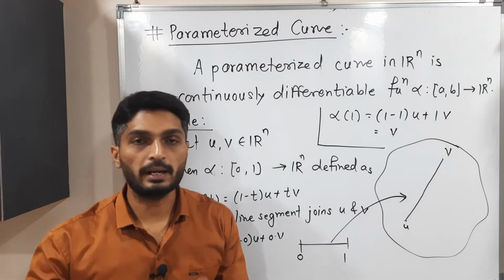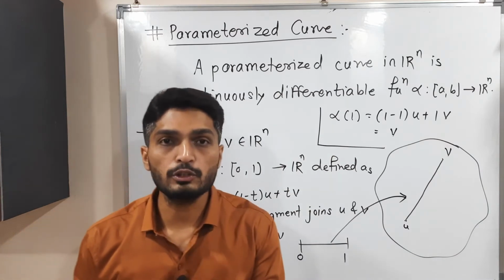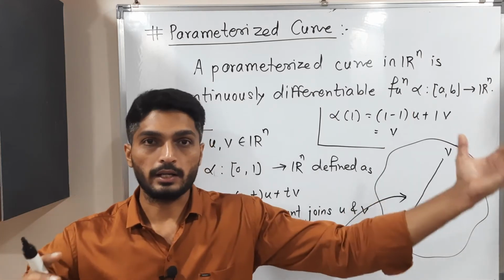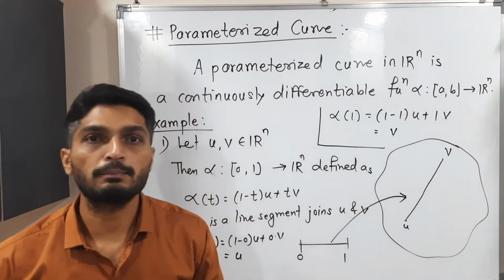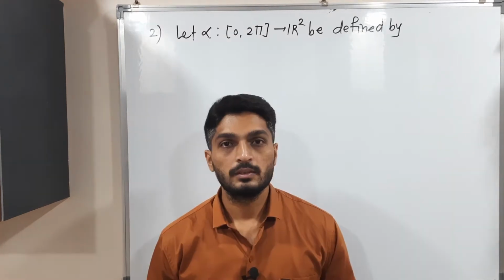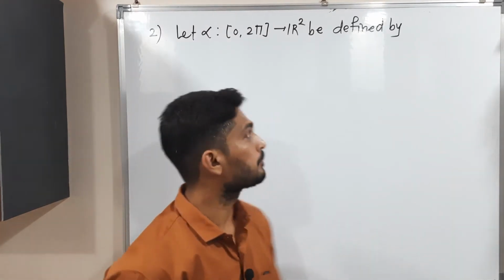Getting? So this is a parameterization, meaning it's simply a continuously differentiable function from closed interval AB to Rn. One more example we will discuss, make a screenshot of it, then we will go further. So let us discuss the second example.